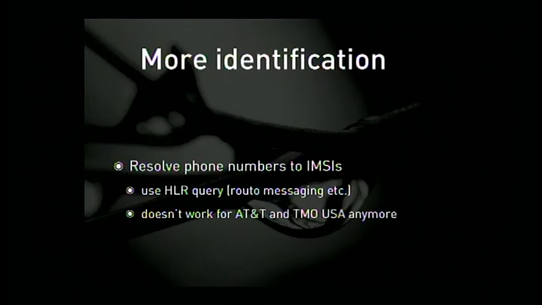So that's one identification you're interested in, but there's another identification that you're interested in as the attacker. Namely, you have a phone number, but the victim is going to register to your BTS using the IMSI. But you can resolve the phone number to the IMSI using services like route-to-messaging. This is just like an HLR query. There are operators who have blocked this now, so I'm not able to do this for T-Mobile USA and AT&T anymore.